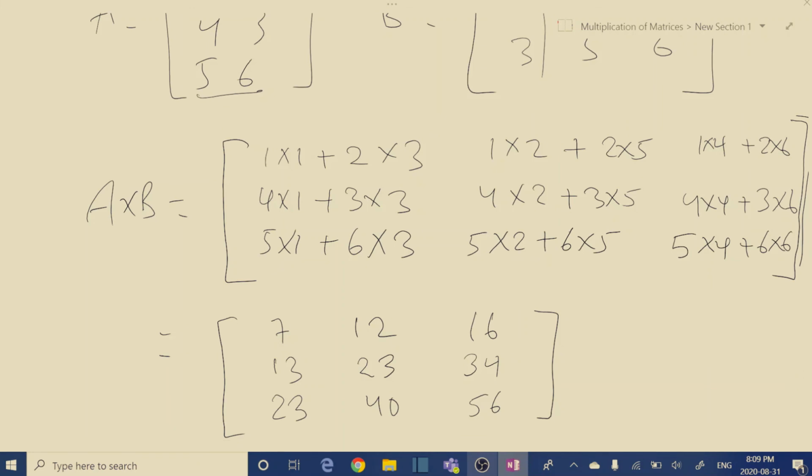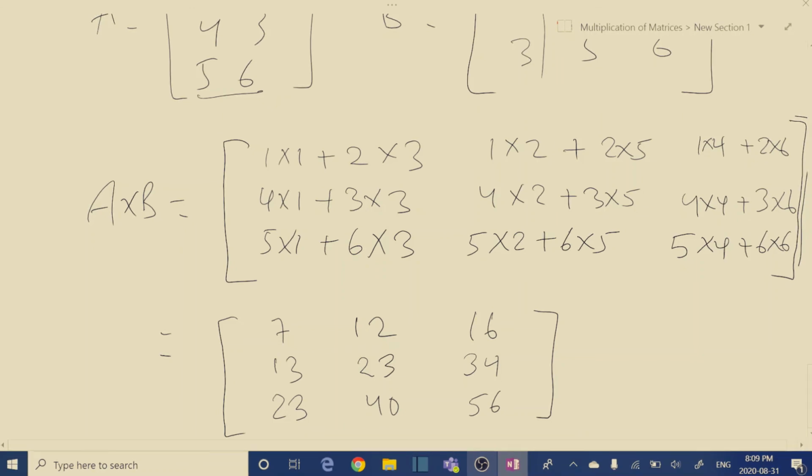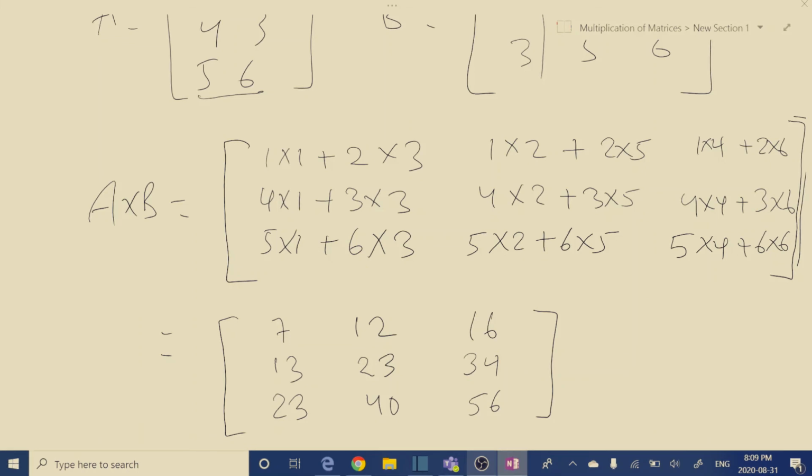Okay, so just to recap, in multiplication of matrices, the number of columns in the first matrix must be equal to the number of rows in the second matrix. Okay, that will be a condition for you to multiply two matrices.